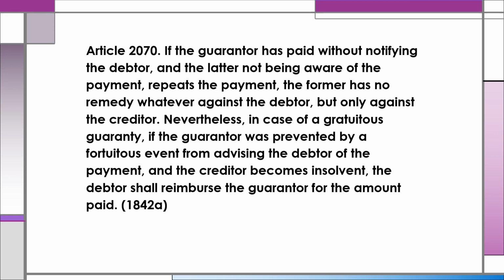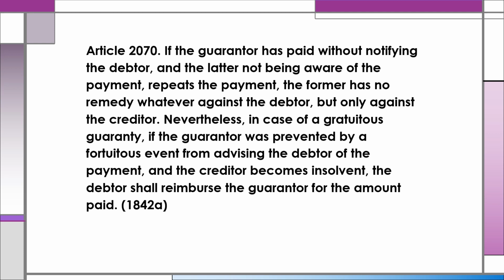So, kung si guarantor nagbayad kay creditor na hindi alam ni debtor, at dahil hindi nga alam ni debtor, si debtor nagbayad din uli kay creditor, the guarantor has no remedy against the debtor. Hindi niya pwedeng singilin sa debtor. Ang pwede niya lang singilin, ang pwede niya lang bawian ay si creditor. Pwede niyang bawiin yung pinambayad niya dahil sa nagbayad uli si debtor. So, ang lesson dito, bago magbayad ang guarantor, dapat ipaalam muna kay debtor para naman hindi maulit yung pagbabayad.